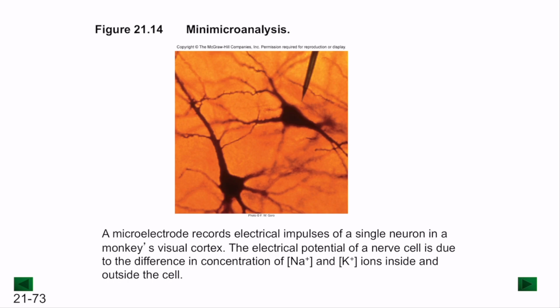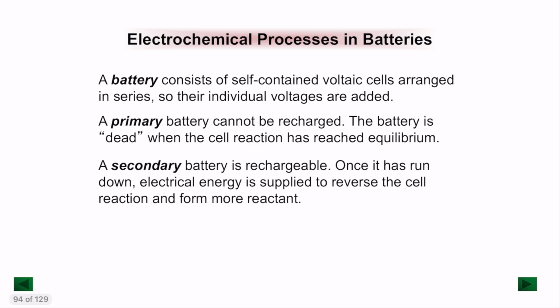A microelectrode is a common way to record the electrical impulses of a single neuron in the monkey's visual cortex. The electrical potential of a nerve cell is due to the difference in the concentration of potassium and sodium ions inside and outside the cell. This is how electrical impulses create the action potential. The action potential therefore conducts the nerve impulses from one position to another.